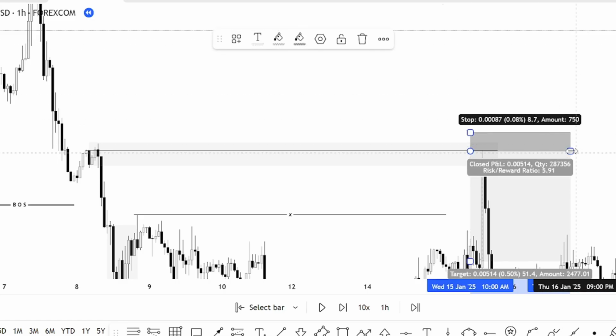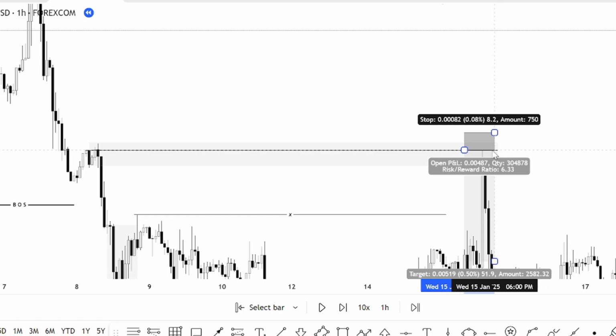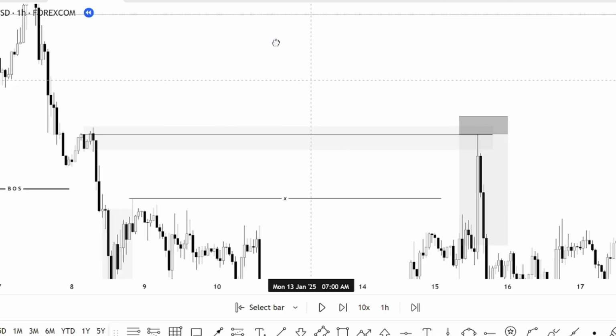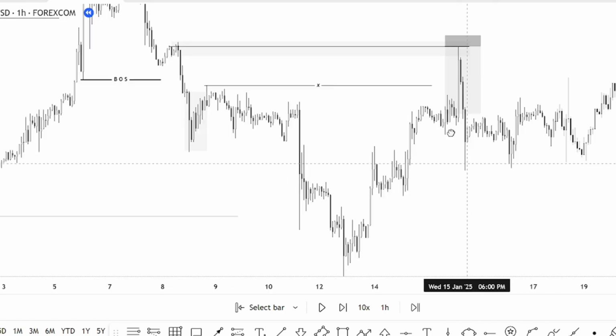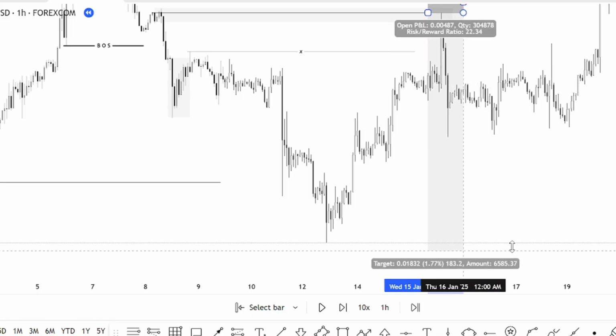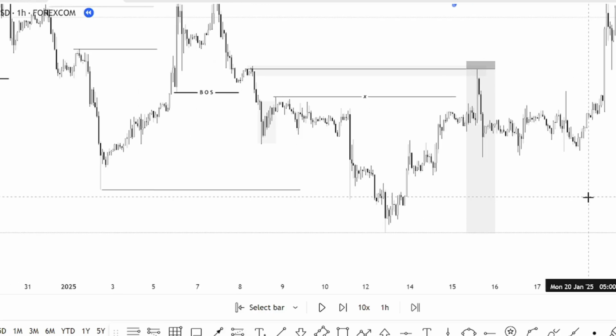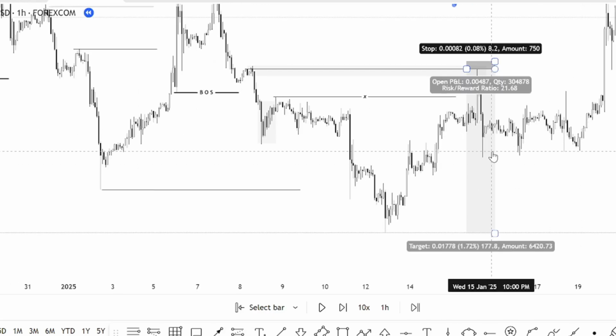All right, and on a norm you ought to target this low. You ought to target this low. Of course I'm just showing you a textbook setup. You ought to target this low. Now you might say, okay, but in this case that did not happen.